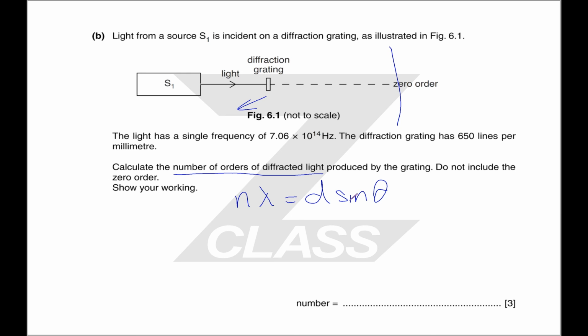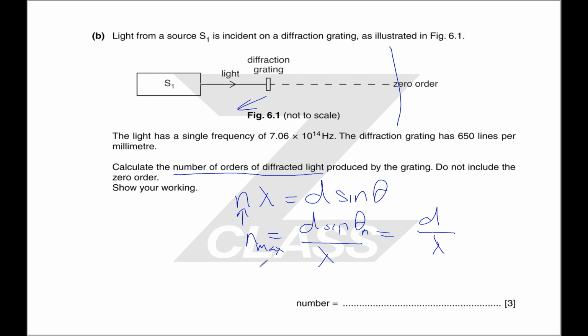We have lambda and d, and so what we're looking for is the maximum possible value of n. So n equals d sine theta over lambda. Maximum value of sine theta is 1, so n max is equal to d over lambda. This will come out to be a decimal number.